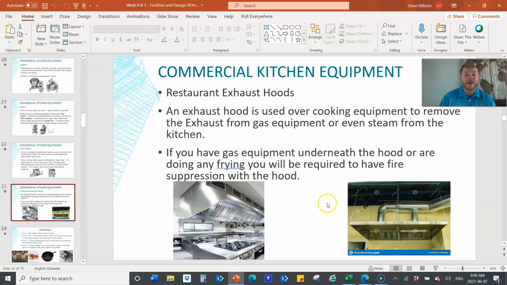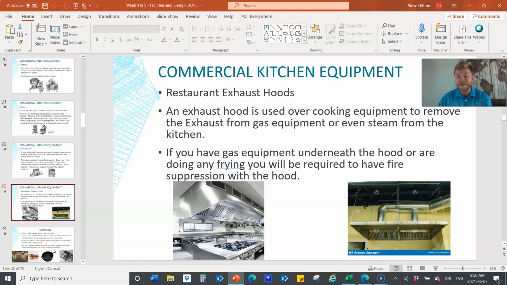As we talked about our exhaust hoods, the exhaust hoods are used over cooking equipment to remove the exhaust from gas equipment or even steam. If you have gas equipment underneath the hood or are doing any frying, you'll be required to have fire suppression with the hood. So also why this is so expensive is because you need the fire suppression system on sensors, and we don't use water. It's a certain chemical that will ensure that you are able to extinguish any of the fire that might happen. It's typically an oil-based fire.